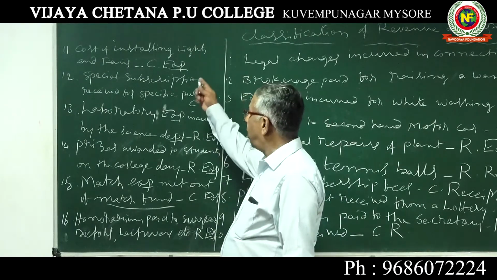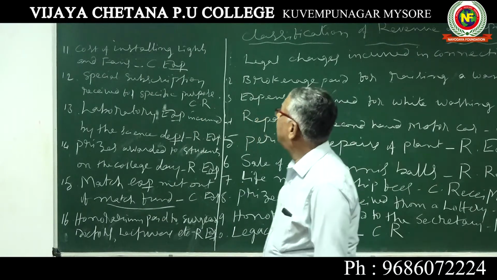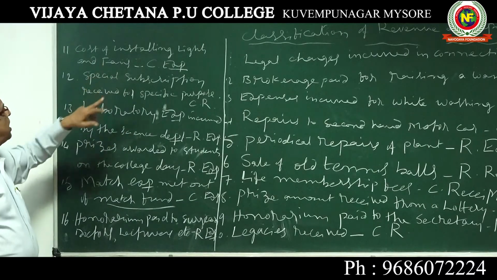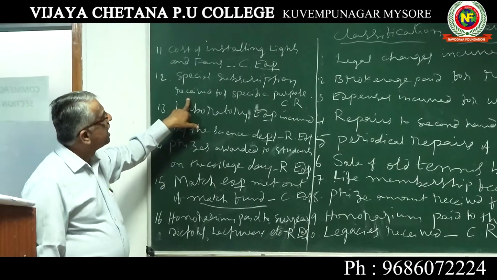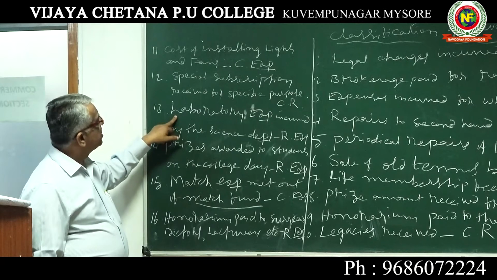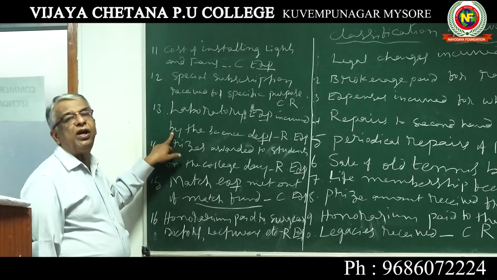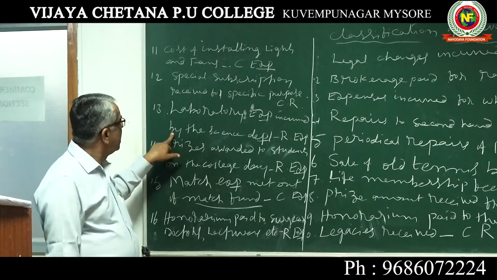So I hope that all of you have followed these 16 points. Here, the cost of installing lights and fans is capital expenditure. Special subscriptions received for a specific purpose are a capital receipt. Laboratory expenditure incurred by the science department of a college is a revenue expenditure because it is recurring in nature, it is repetitive in nature.